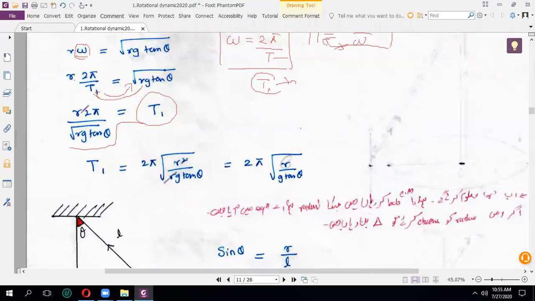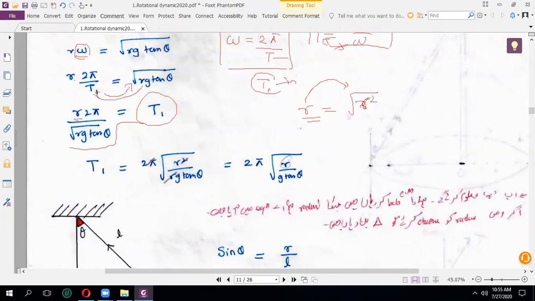Next, take this R in a square root. Suppose if I want to convert this R into a square root, it becomes R square. Both mean the same thing. Correct? Square root of R square means R. So can we write R like this? Yes. So I am converting this R and putting it inside the square root.